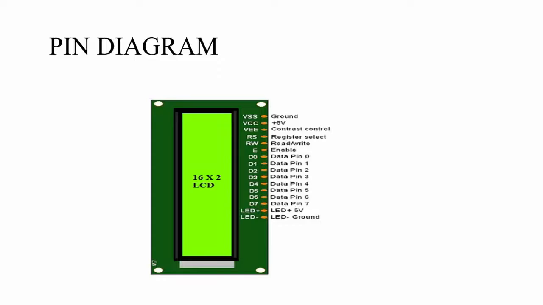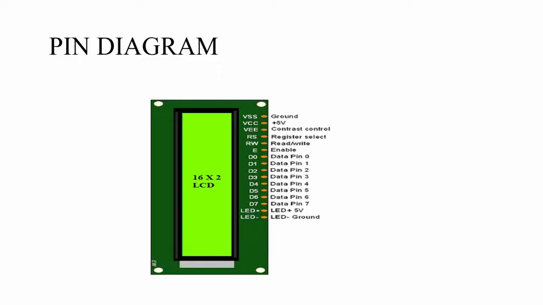Then another one is the read and write mode. 0 means a write operation is happening, and 1 means a read operation. Then another one is the enable pin, which is always high. D0 to D7 are digital pins, and LED plus and LED minus are the corresponding pins given to the Arduino's plus 5 volt and ground.